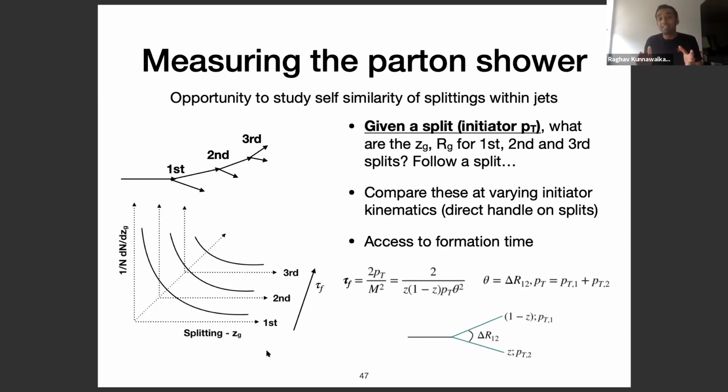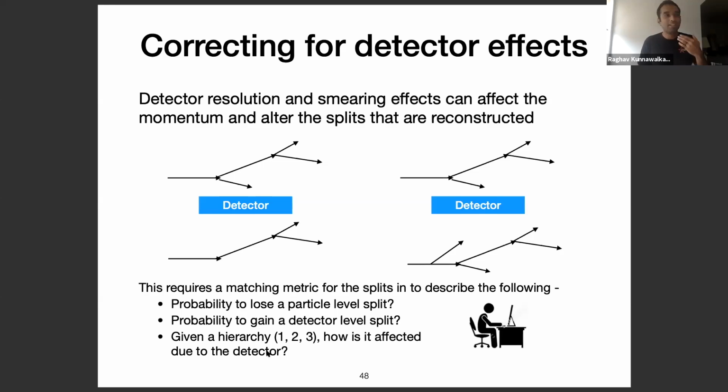So you can compare these for a given split. There is a little bit of interesting work that you have to do in order to correct for detector effects, because your hierarchy, the 1, 2, 3, can actually change in the detector. You can lose one, and what you call first split now at the detector is actually the second split at the particle level. So there's all sorts of funny contributions going on that you don't have to deal with if you're only looking at the first split.